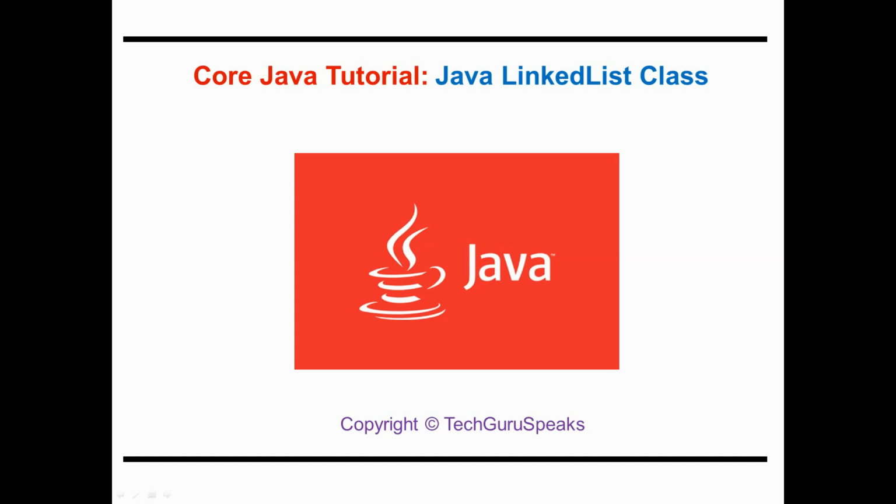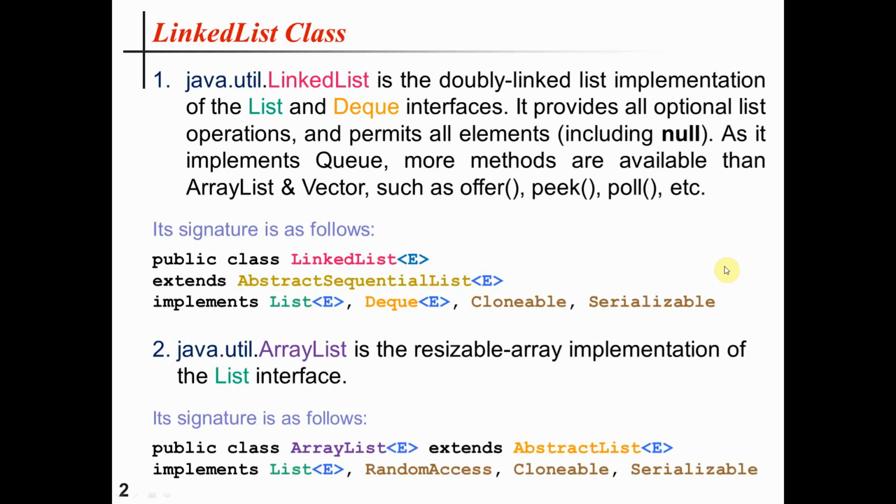Today I would like to describe one of the important classes of the Java collections framework, and it's called the LinkedList class. Basically, the java.util.LinkedList class is the doubly linked list implementation of the List and Deque interfaces.